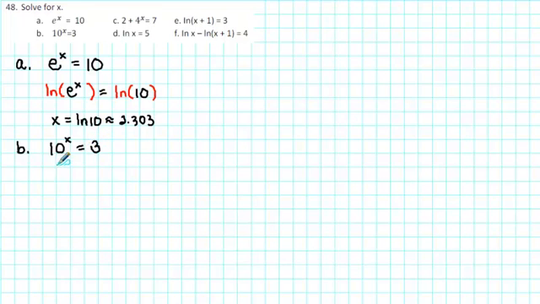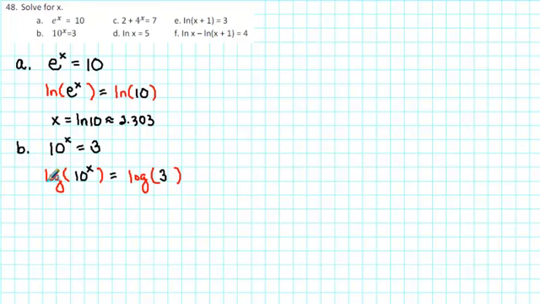For part B, we have the equation 10 to the x is equal to 3. It's a similar type of equation, but in this case we have exponentiation base 10. We're exponentiating x base 10, so we need to undo that by taking the logarithm of both sides base 10. In other words, take the common logarithm of both sides.